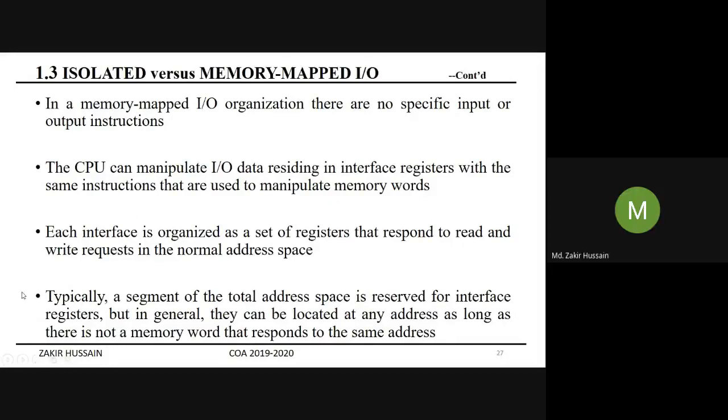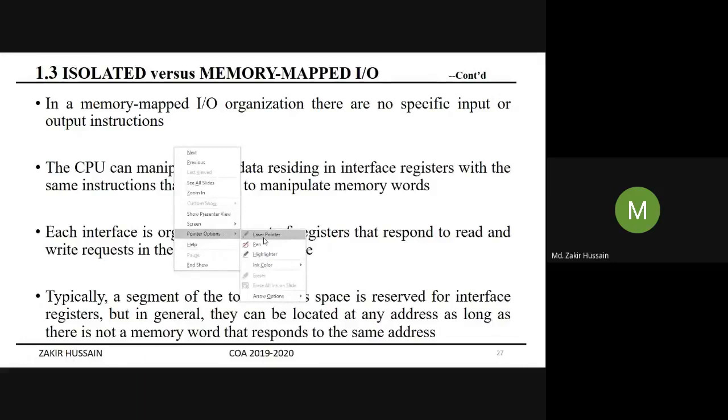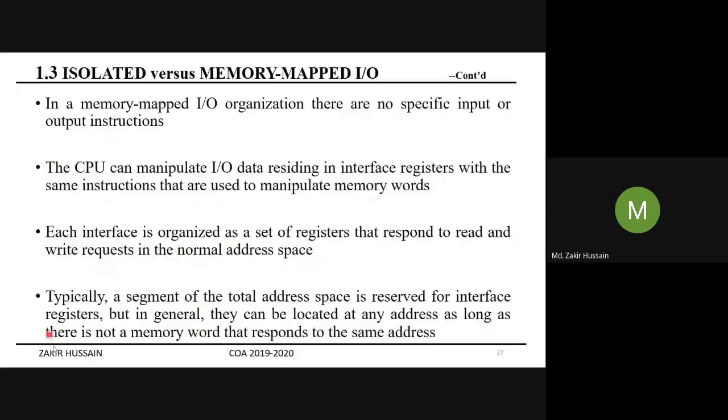Okay, thank you. So typically a segment of the total address space is reserved for interface registers. But in general, they can be located at any address as long as there is not a memory word that responds to the same address. I think this point is very clear to you.